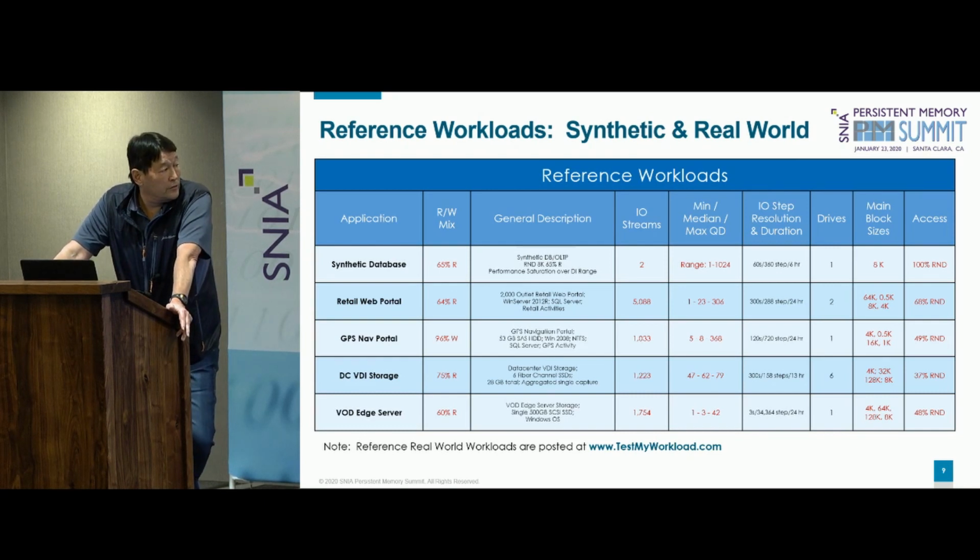And then finally, on the right-hand side, you can see what the main I/O streams are. So for the second workload, it's 64K, half K, 8K, 4K. The next one is 4K, half K, 16K, 1K, and so on and so forth. Now again, these are the main I/O streams that we selected. Of course, there's hundreds of I/O streams, but these 4 or 5 or 10 might represent 80 or 90% of the workload, and those are the ones that we're interested in seeing. And then finally, on the right-hand side, you can see the access, whether it's a random or sequential access, and some are more random and some are more sequential.